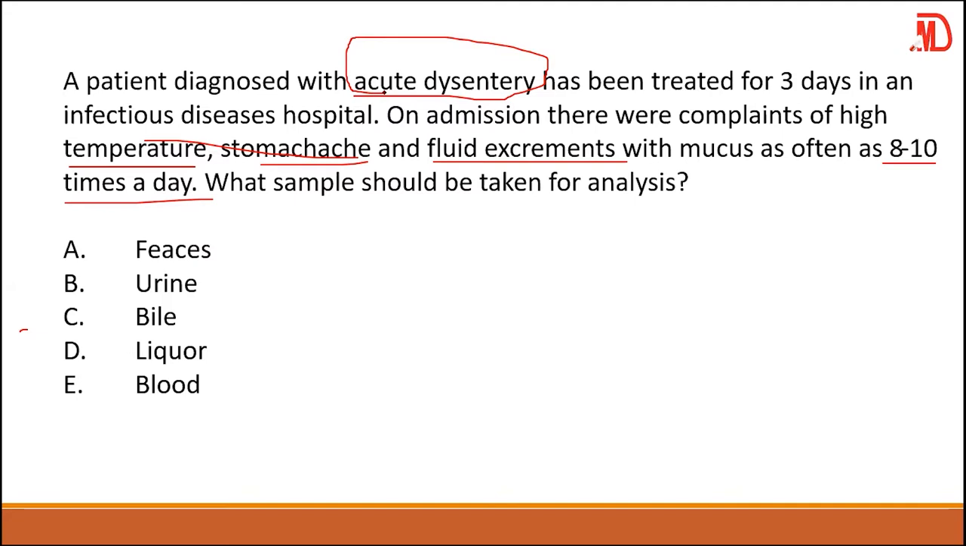But the question now is, what sample should be taken for analysis? And of course, you want to analyze the stool to check for the presence of Shigella. The organism that causes acute dysentery is Shigella, and you can find it in the stool. Your best answer should be feces or stool.